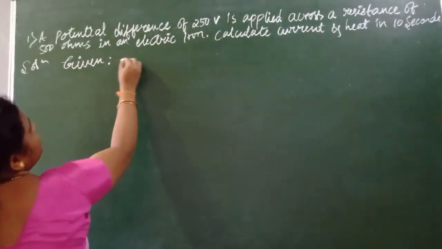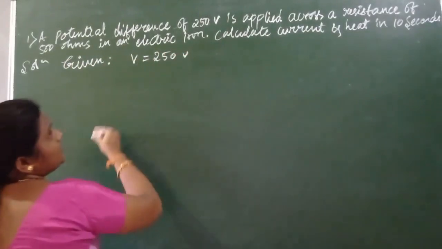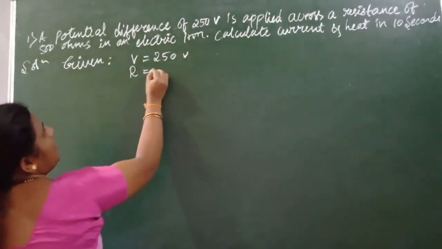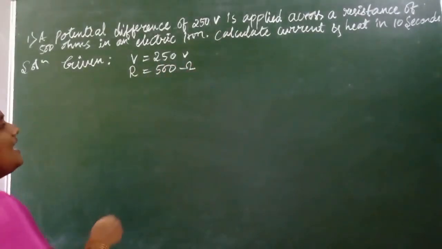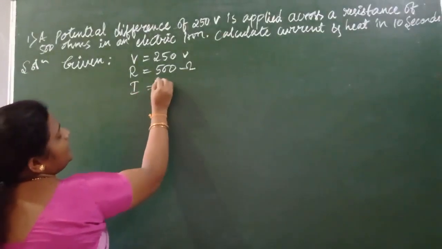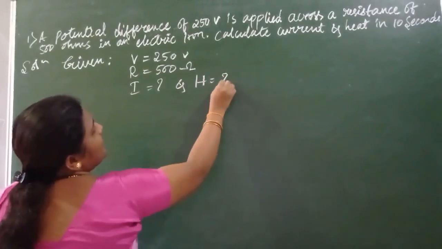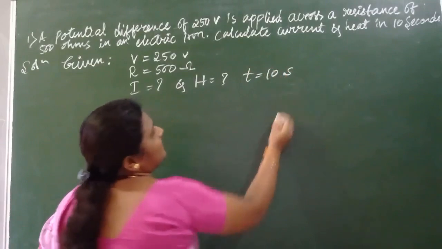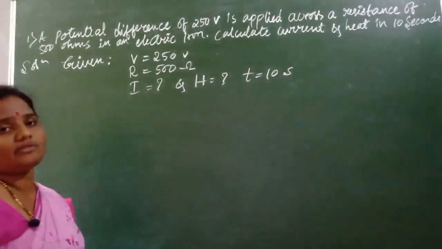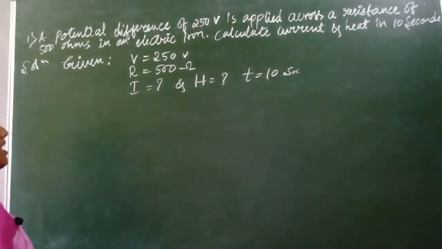Given data is potential difference V is equal to 250 volts and resistance R is equal to 500 ohms, isn't it, children? Calculate current. Current we need to calculate, and heat produced has to be calculated in the given time. What is the time, children? 10 seconds. See, directly they have given it in terms of seconds, children. So no need of converting time here. So let us take the formulas.